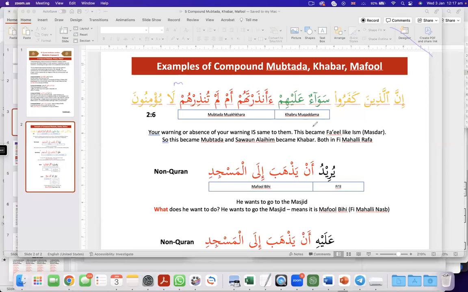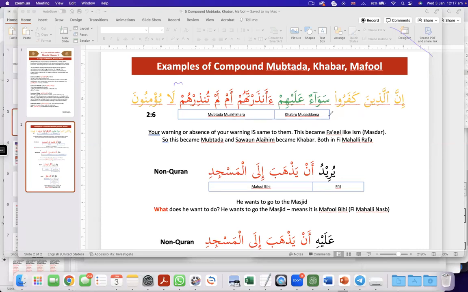And remember, in order to understand it, apply it, and follow it through from now on, it's always meaning connected. You have to know the meaning. You have to find the meaning, translation. Otherwise, you will not be able to do what we are doing now. So, innal lazina kafaru, indeed those who disbelieved.